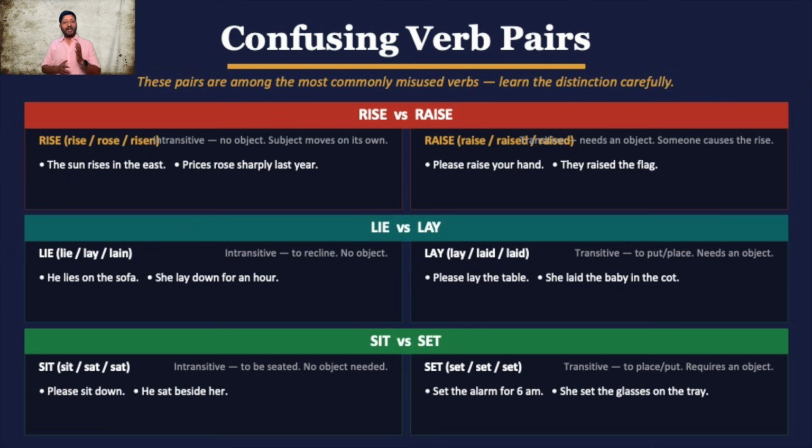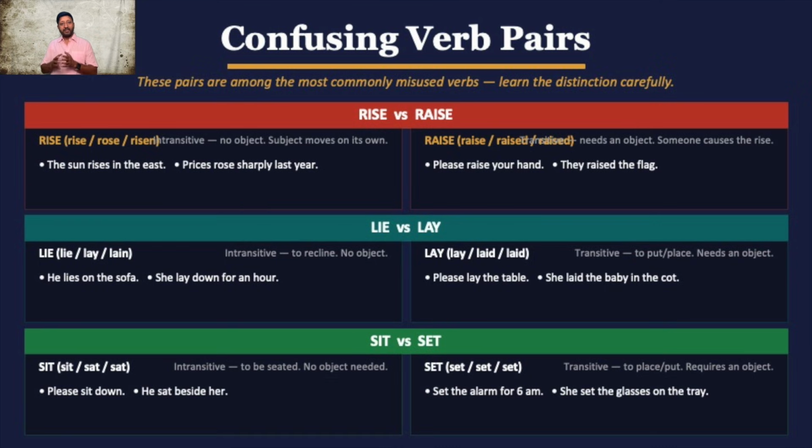Look at the words lie versus lay. He lies on the sofa. She lay down for an hour. It's an intransitive verb. Simply means to recline. There is no object. Please lay the book on the table. She laid the baby in the cot. It's a transitive verb. It needs an object, just like table and cot are objects.